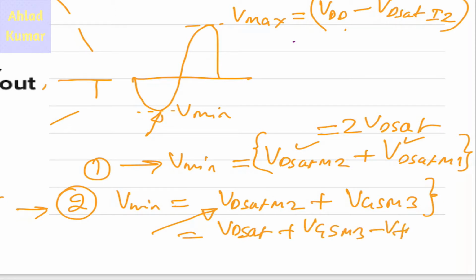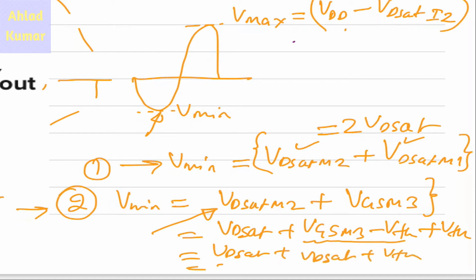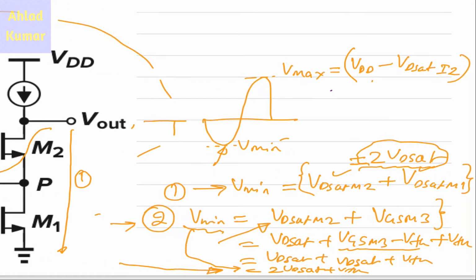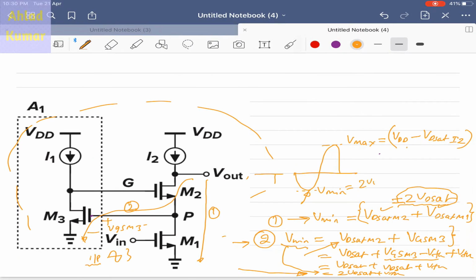Let us subtract and add 1 VTH from it. If we do that, then this is VD sat, this is again VD sat, and this is VTH. So effectively you are having 2 VD sat plus VTH. Now you know that this minimum is more as compared to this minimum. So effectively this will dominate. So the minimum will be 2 VD sat plus VTH.